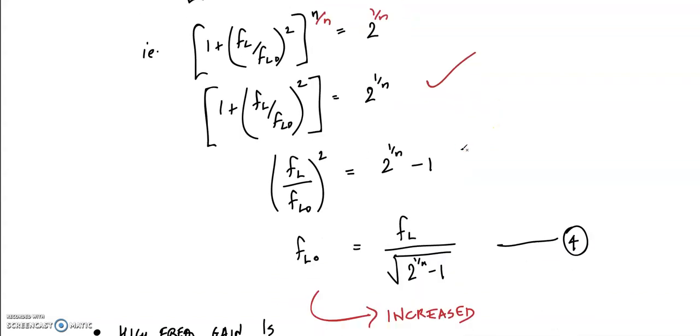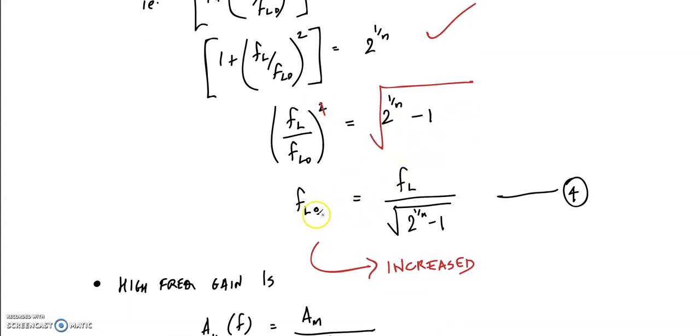Rearrange it. (FL by FL naught) the whole square is equal to 2 raised to 1 by n minus 1. Take the root. That means instead of the square, this becomes square root. And you get FL naught is equal to FL by root of 2 raised to 1 by n minus 1. This is exactly what we are looking for.